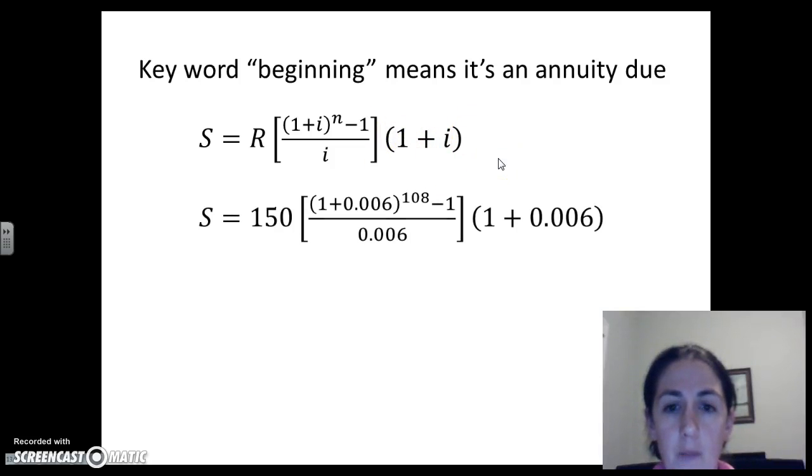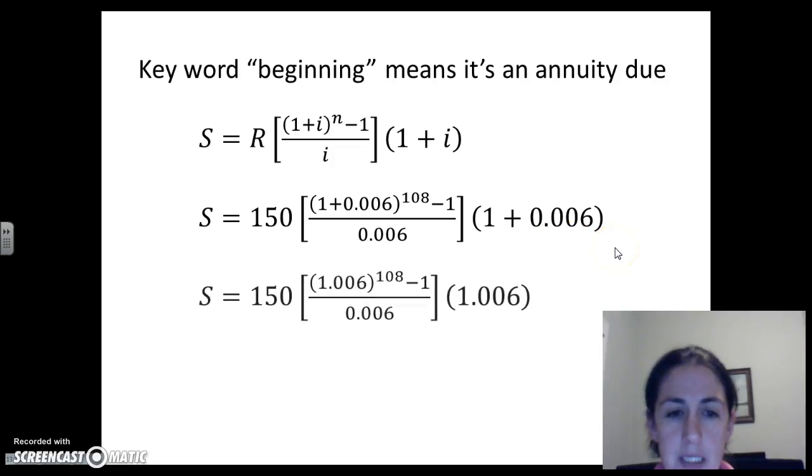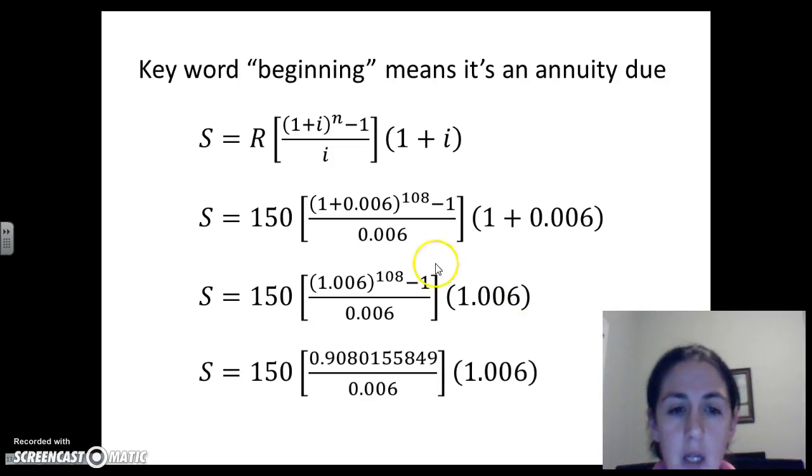So plug in all of our components. Again, we're going to do our basic simplifications. Make your calculator do as little work at the end as possible. We can add this 1 plus 0.006 on both of these pretty simplistically. Now we'll calculate this numerator first. Don't try to put too much in your calculator at one time. So if we take the 1.006 to the 108th power and subtract 1, we get this big long decimal. And again, save your decimal rounding for the end. Now we can divide these two values.